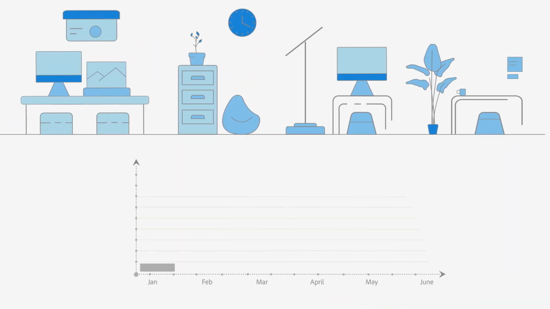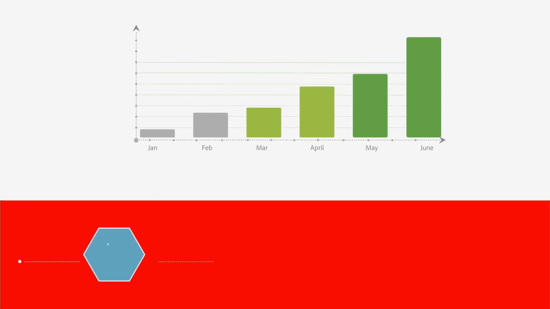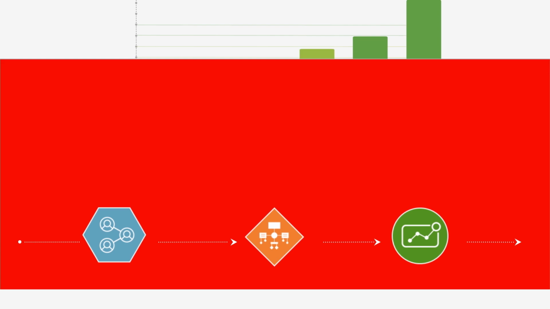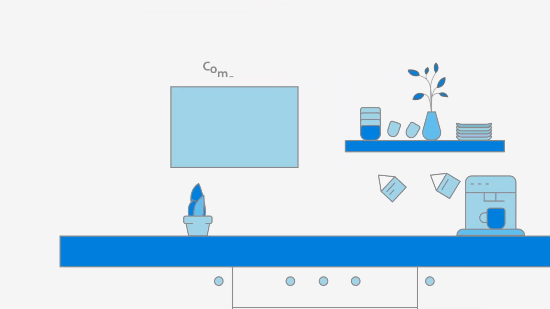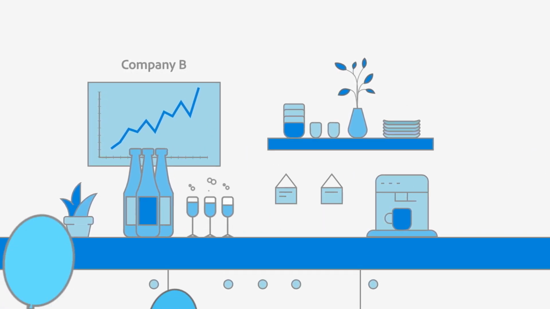But Company B has been making impressive progress because of DDOM. By coordinating people, process, and technology, they can clearly see their results. While the people at Company A are pointing fingers at each other, Company B is in their micro kitchen, celebrating their success.